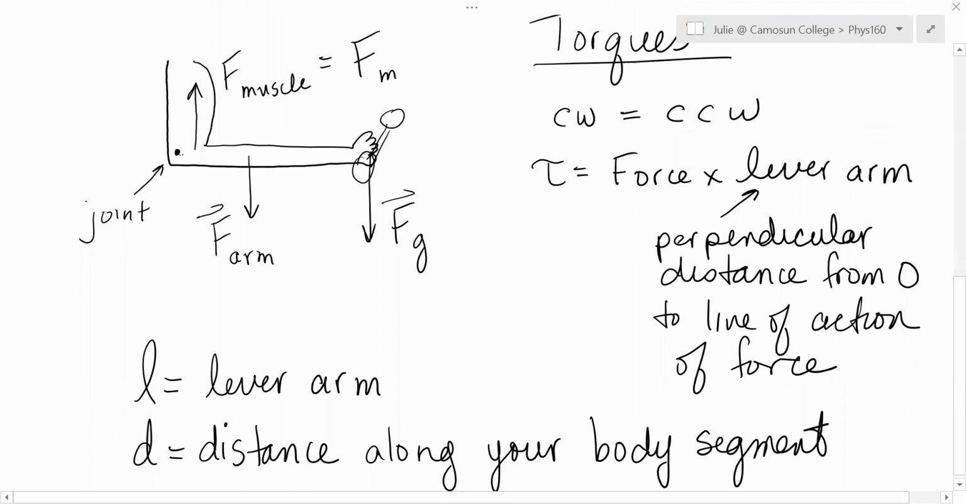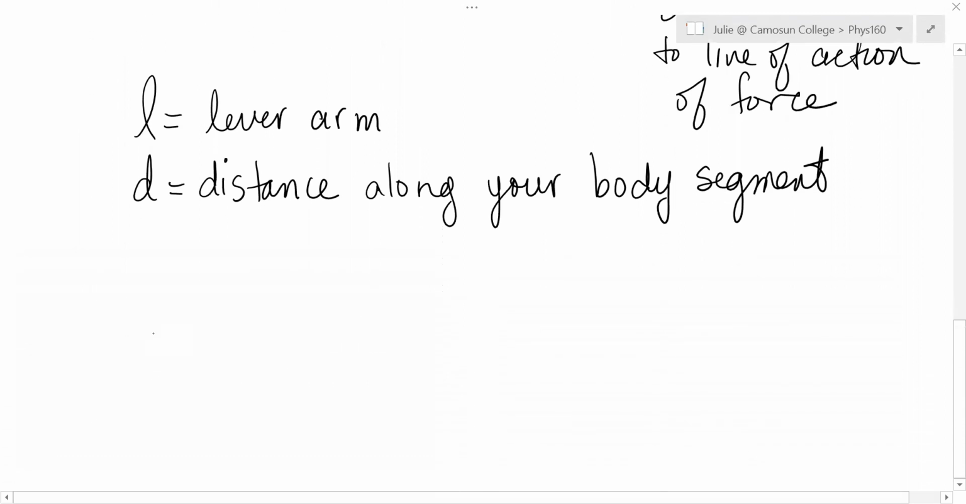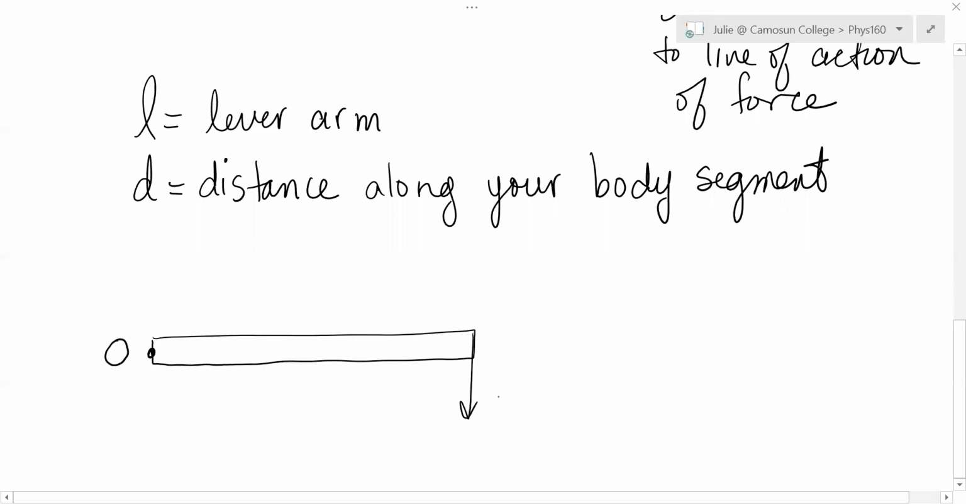So I'm going to draw a horizontal line up here, and maybe I'll draw that again down here. So here's our forearm. We'll put the joint axis of rotation at the left end. We've got the force of gravity of the dumbbell, and then we've got the force of gravity of your arm, and then we've got the bicep muscle.